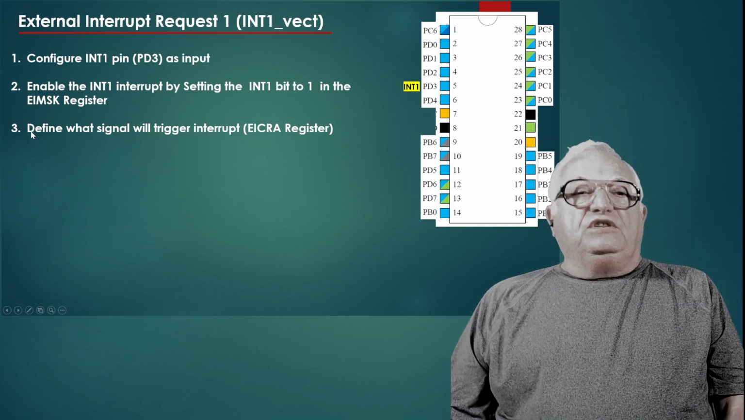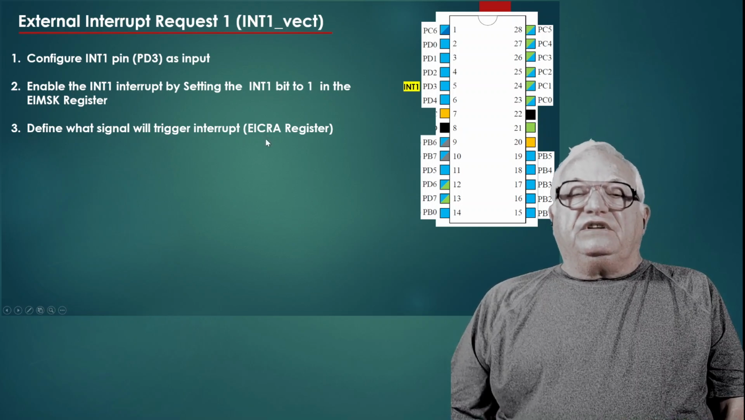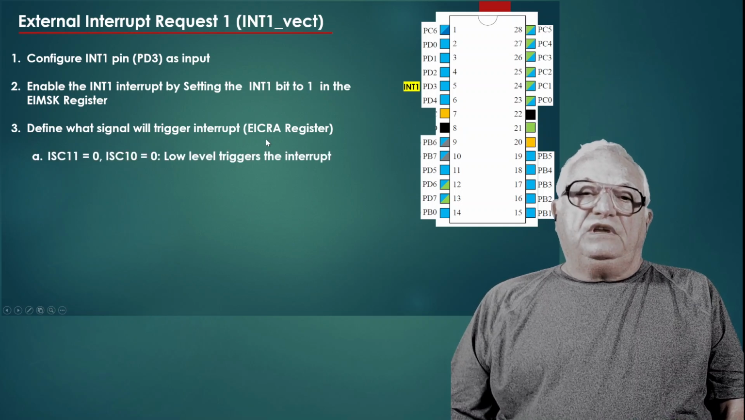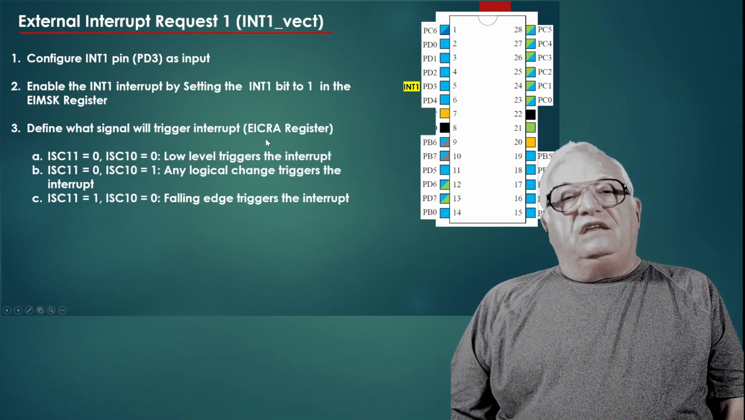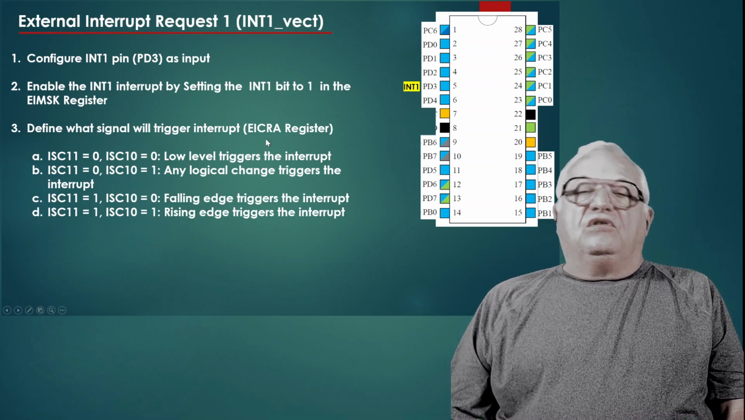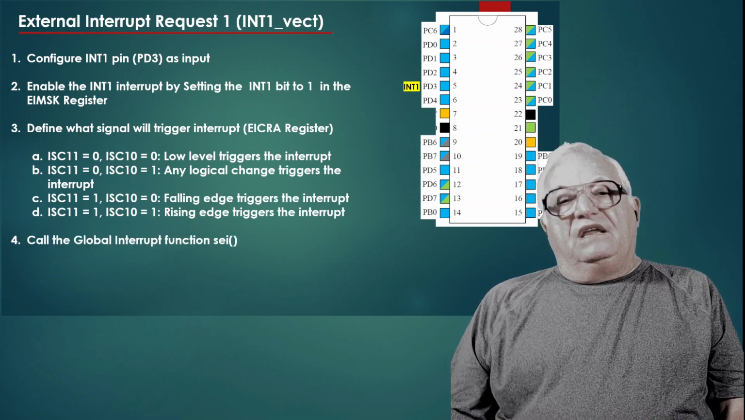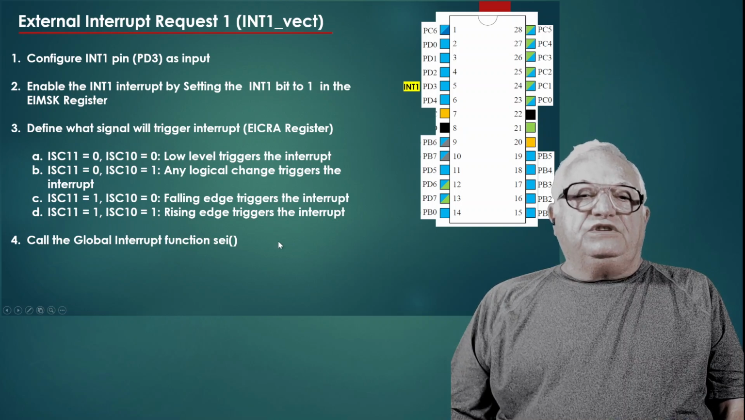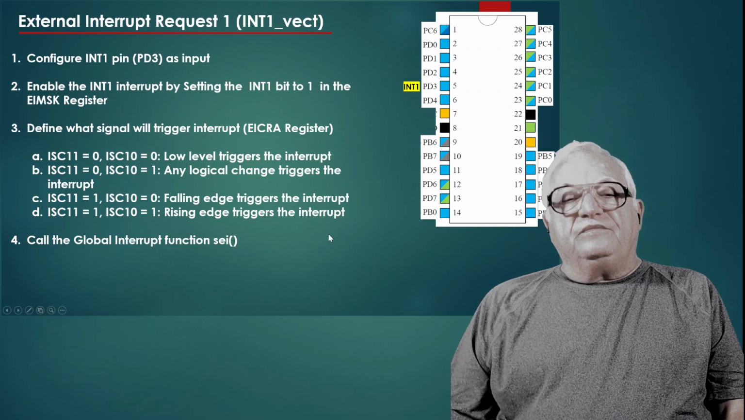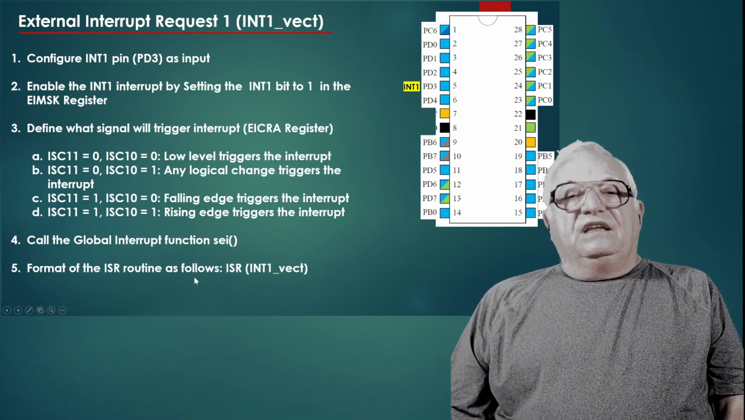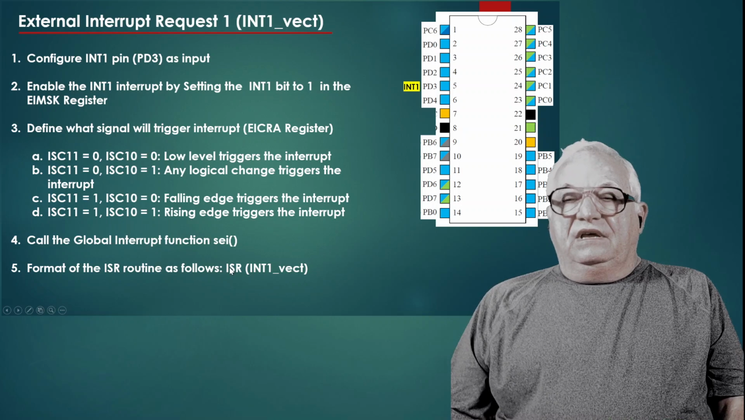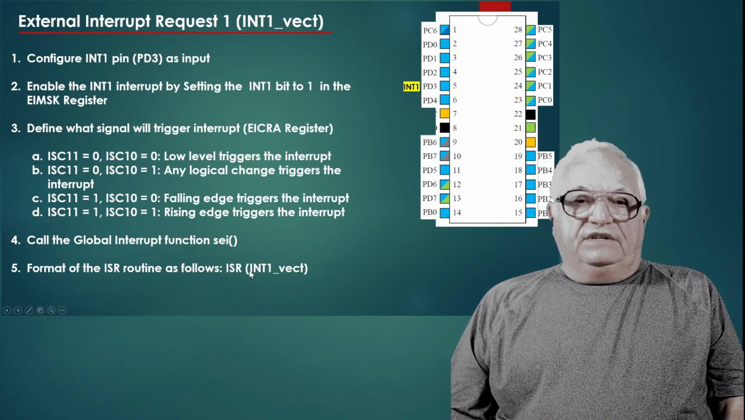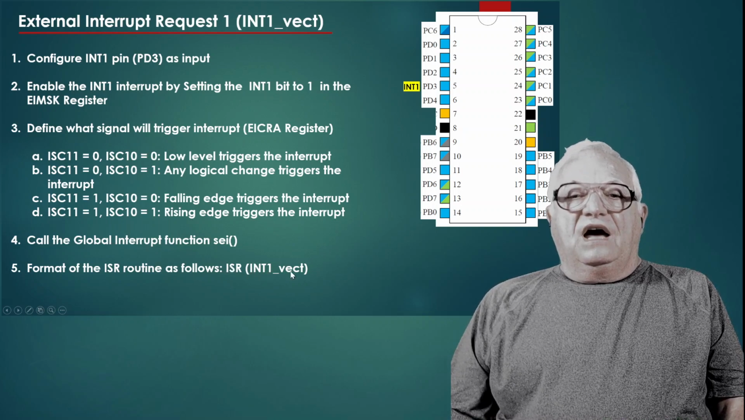Next, we need to define what level of signal will trigger the interrupt. As before, it's going to be low level, any change, falling edge, or rising edge. Next, every time we use interrupts, we must call SEI, which is the global interrupt function. And finally, the format for the ISR will be ISR(INT1_vect).